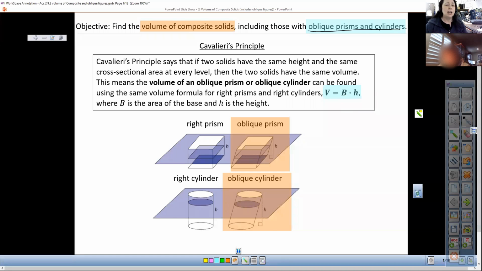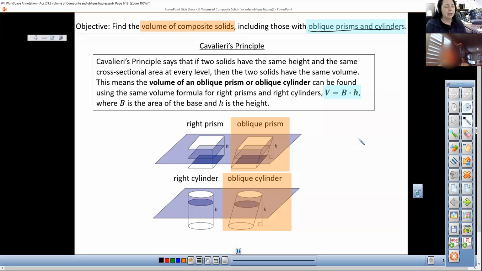But what does change is how we determine height. So in a right prism or a right cylinder, those are the things that we've done so far where they don't lean, then the height is an edge measurement that goes from base to base in each of them. So it's part of the prism or part of the cylinder. But when we're dealing with an oblique prism or cylinder, our height still has to be perpendicular. See that right angle symbol there? So it can't be the sides because they lean.